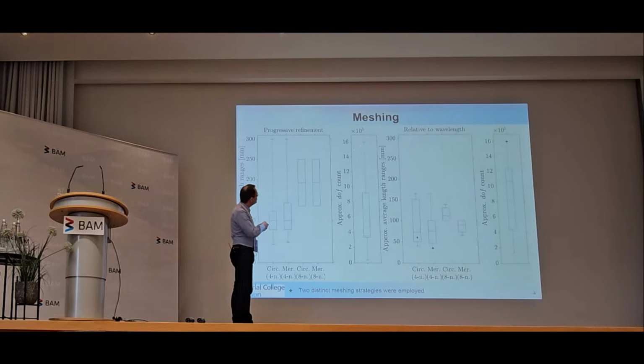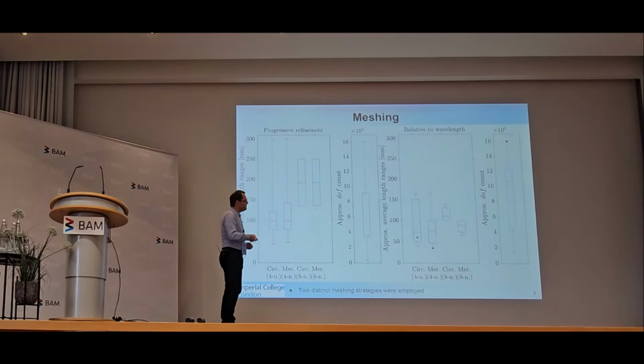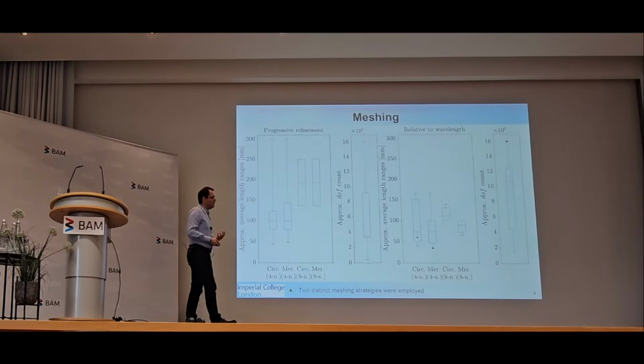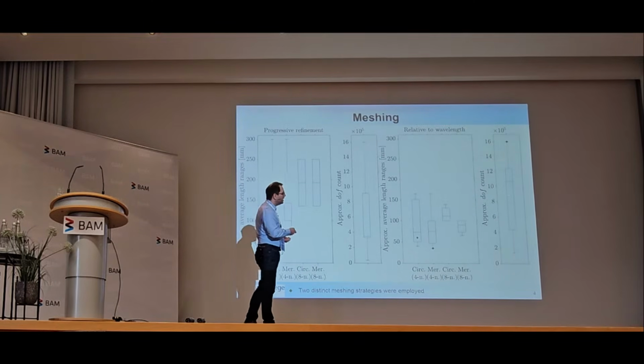I think the easiest thing to understand here is this figure. This is the spread of the degrees of freedom in the model for progressive refinement, and this is the spread of degrees of freedom for relative to the wavelength. The median is significantly higher. So this is, in my view, a superior approach to modeling a shell. It is significantly less effort to design the mesh this way, because it is a pretty standardized meshing protocol that you assume, and it tends to lead to much finer meshes anyway.